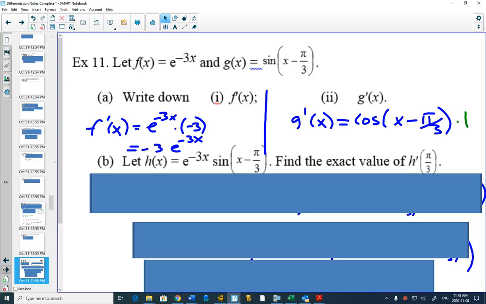Now read part B. Let h of x equal e to the negative 3x sine of x minus pi over 3. Find the exact value of h prime of pi over 3. So does it feel in part B that they just took this question to a different level quickly? They introduced a new function, h of x, and they want you to find the value of h prime at a certain value.